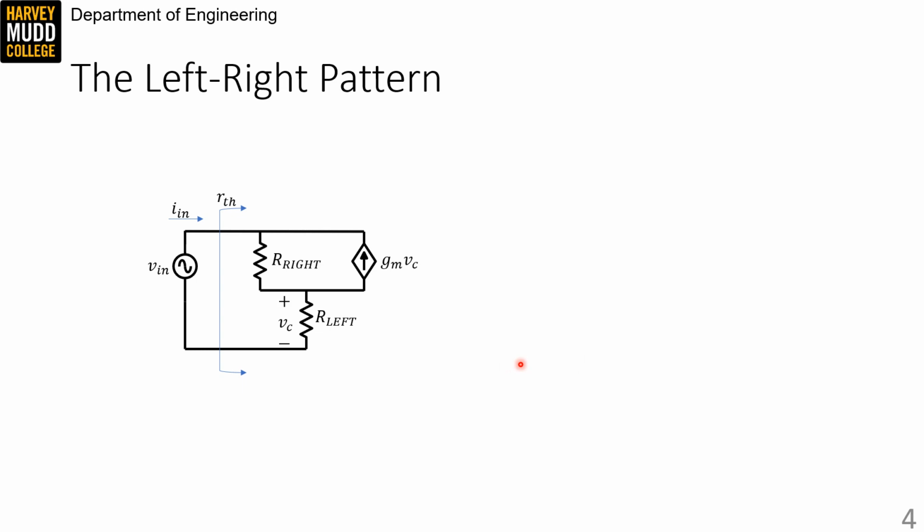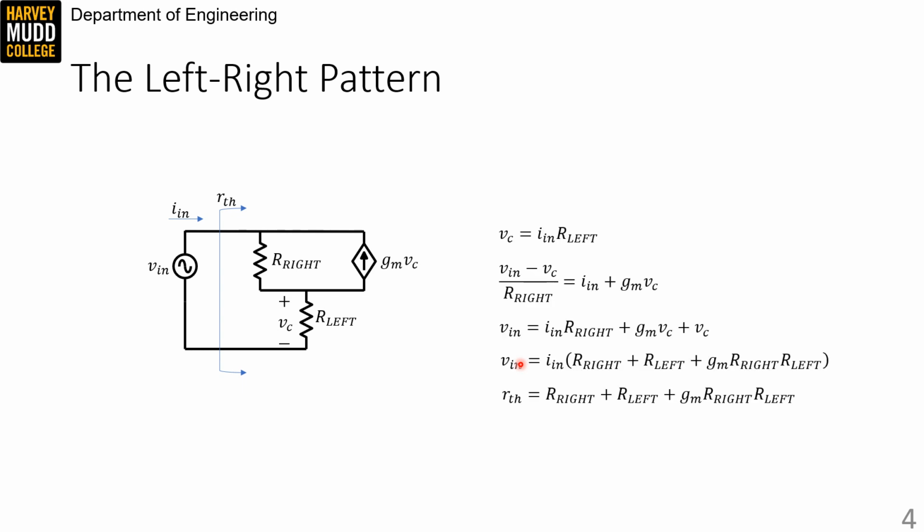The second small signal circuit we're going to look at is called the left-right circuit, and that name's going to seem weird for a bit because it's named after a circuit we'll see much later in the course. Pause the video and try to find RTH. We solve it by first noting that all of the current that flows through I in has to flow down through R left. It splits between the R right and GMVC branches, but merges back together down here. That means VC is equal to I in times R left.